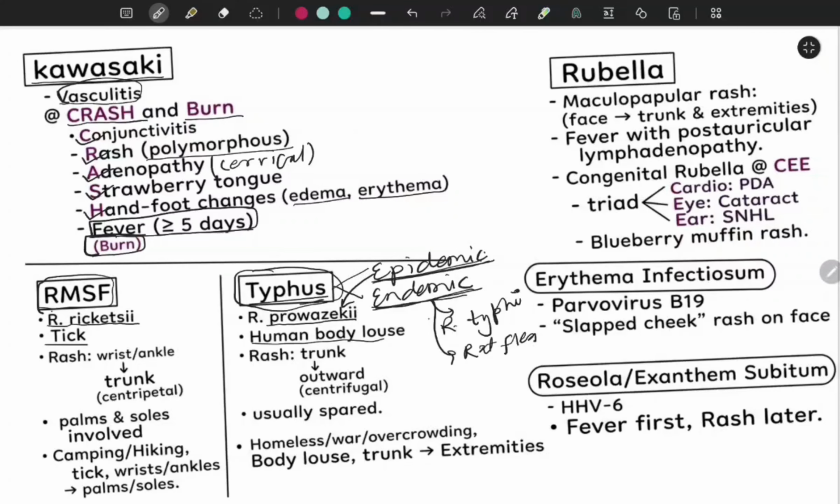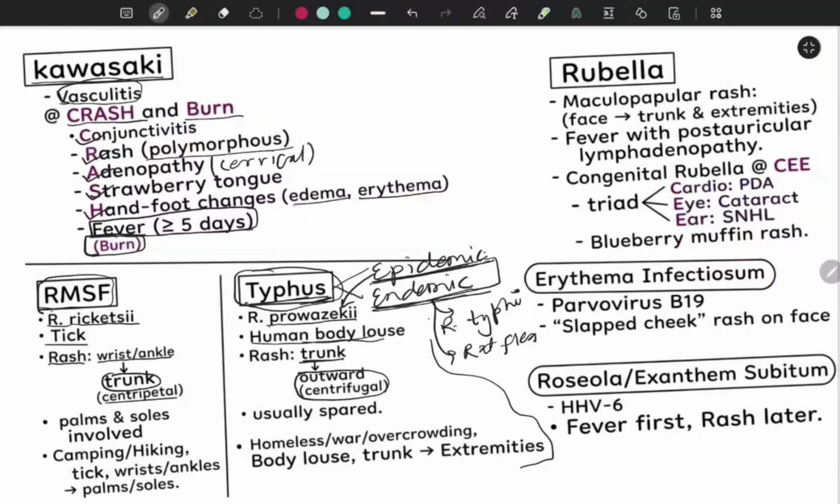So here the typhus is of two types, epidemic and endemic, and the causative agents for these two are different, and the vectors are also different, but the rest of the features, clinical signs and symptoms are almost the same. The rash for Rocky Mountain spotted fever starts on wrist and ankle and then spreads to trunk. So this is centripetal distribution. For typhus, the rash first appears on the trunk and then spreads outward, centrifugal distribution.